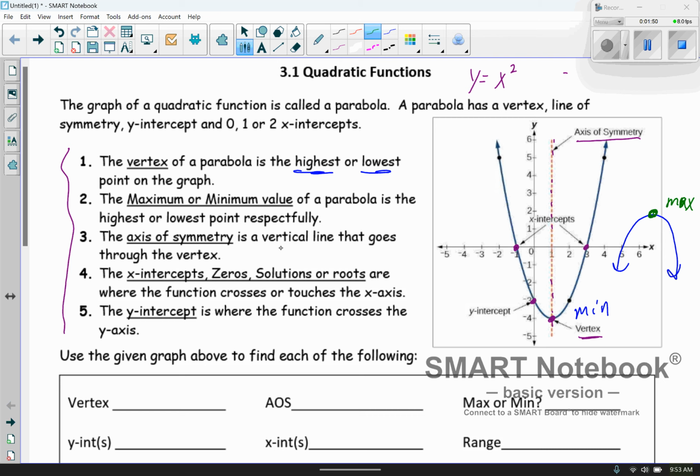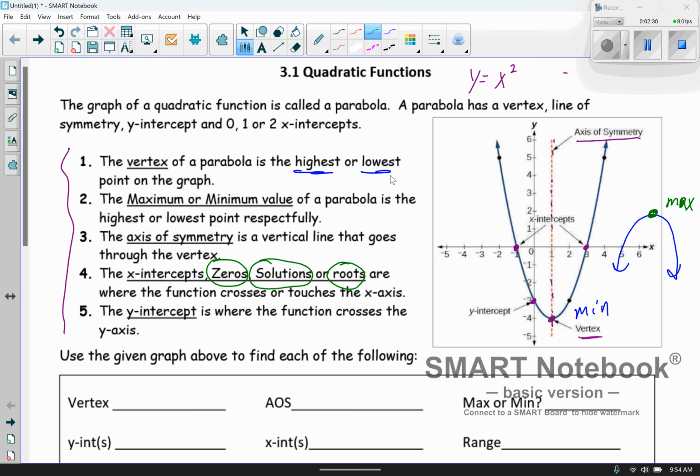Then axis of symmetry, we already kind of talked about that. It's always going to slice right through the vertex. And so we're going to come up with an equation for that line in a moment. And then the x-intercepts, I just want to mention that sometimes they're referred to as zeros, solutions, or roots. So you're going to see all those different vocabularies. Sometimes they'll say find the solutions, find the roots, find the zeros. And what they're talking about, if you're looking at it in terms of a graph, is the x-intercepts right here. The y-intercept, that's pretty self-explanatory. That's where we're going to hit the y-axis right there.